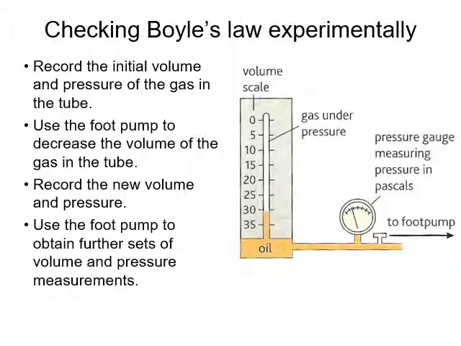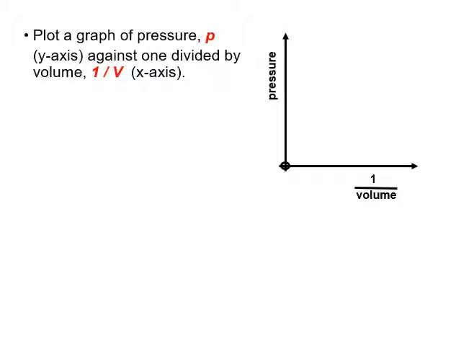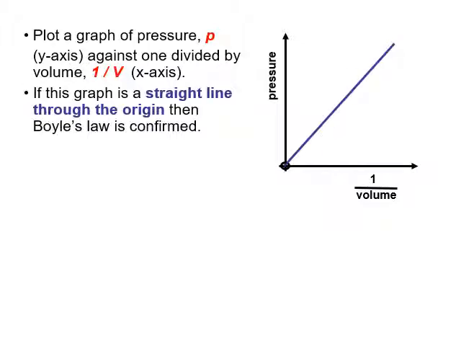So you then use the foot pump a second time to obtain further sets of volume and pressure measurements to get an average. So you can therefore plot a graph of pressure against 1 divided by the volume, okay? Because you're changing the pressure by changing the volume for several values. And you should get a straight line through the origin. That means that Boyle's Law would be true.